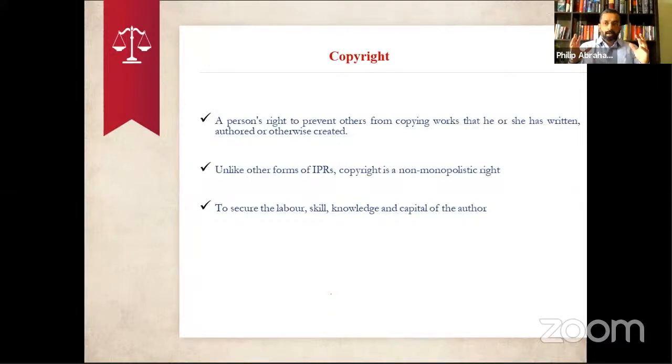So if you have sat in front of the Taj Mahal and another person sits in front of the Taj Mahal and draws the Taj Mahal, you are not copying from him or her. You are looking at the Taj Mahal and drawing. So it's a sketch that you make. So there is a possibility that two people may come and produce the same artwork, looking at the same thing, but it becomes an infringement only if one person copies from the other. It is intended to secure the labor, skill, knowledge, and capital of the author.